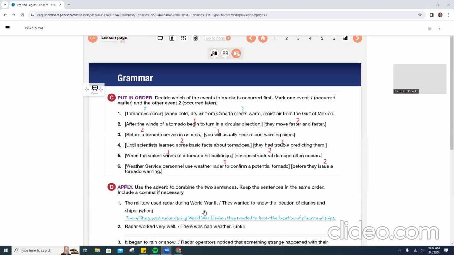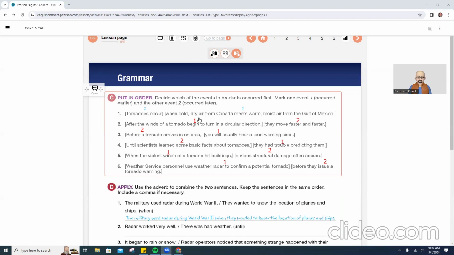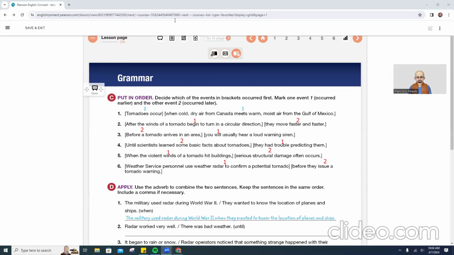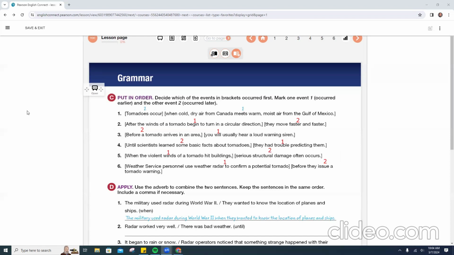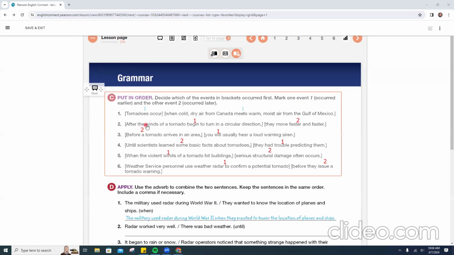So going back to where we were originally, we will check page 95, part C. So putting in the correct order. So number 2, the first part is, after the winds of the tornado begin to move in a circular direction, number 2, they move faster and faster. So I think that one was covered on the other video.